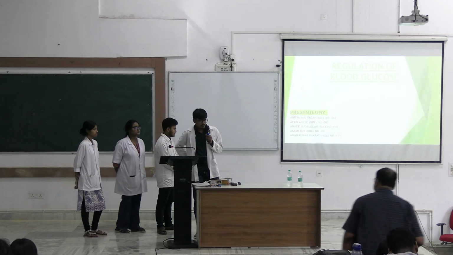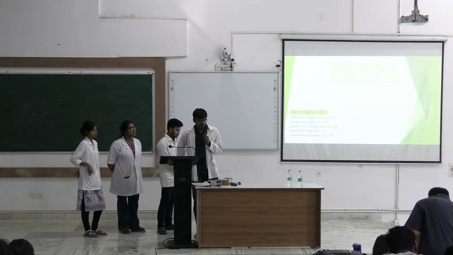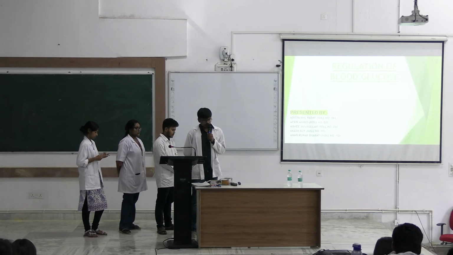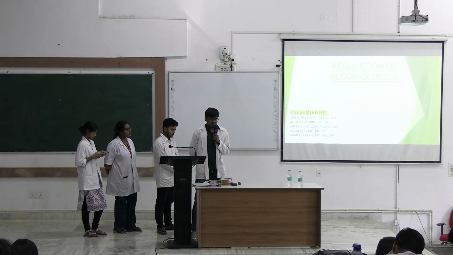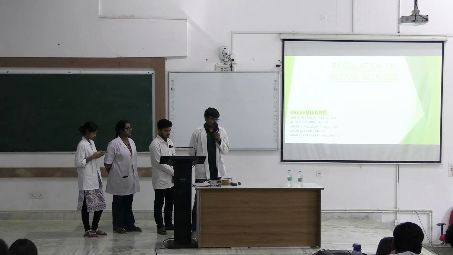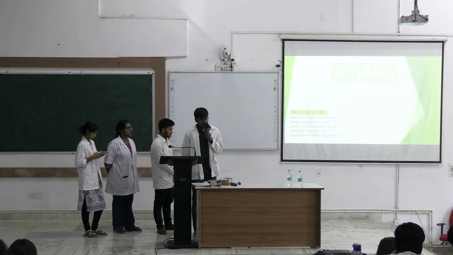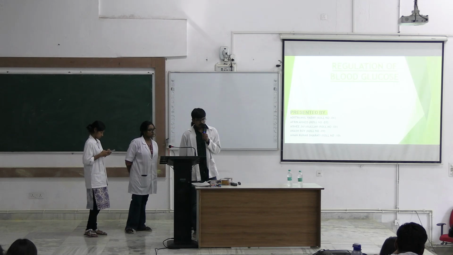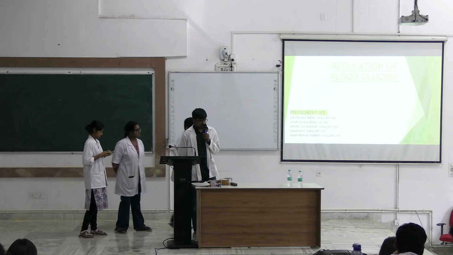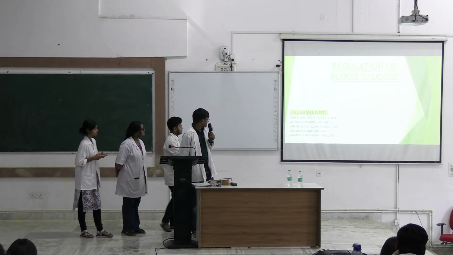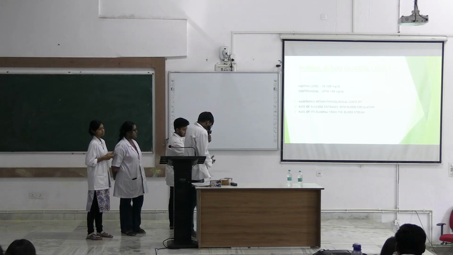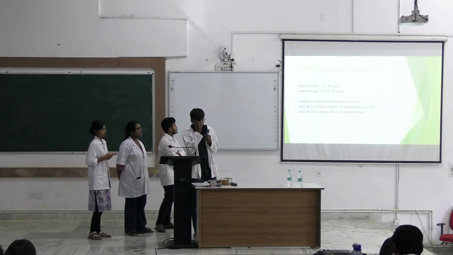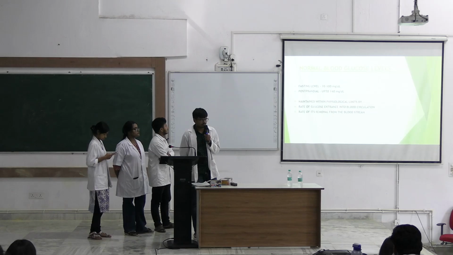our presentation on regulation of blood glucose. So our first topic is normal blood glucose level. Normal blood glucose level in fasting period is 70 to 100 mg per dl, and postprandial level is up to 140 mg per dl.